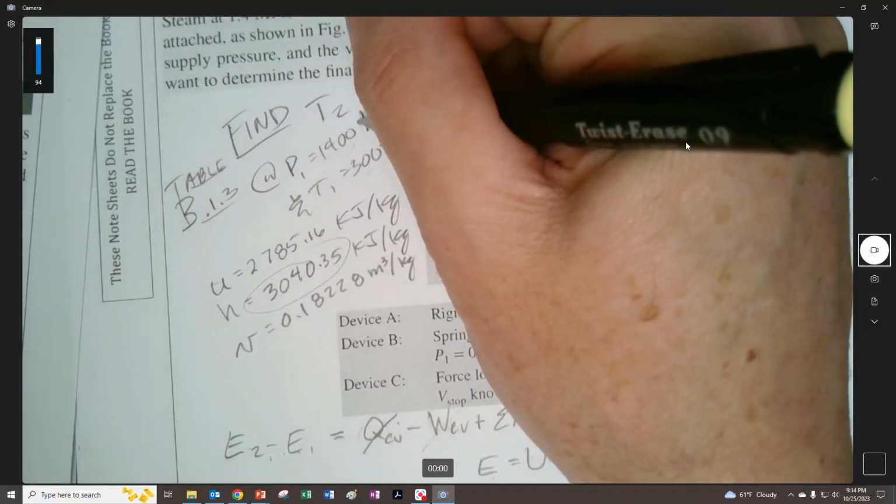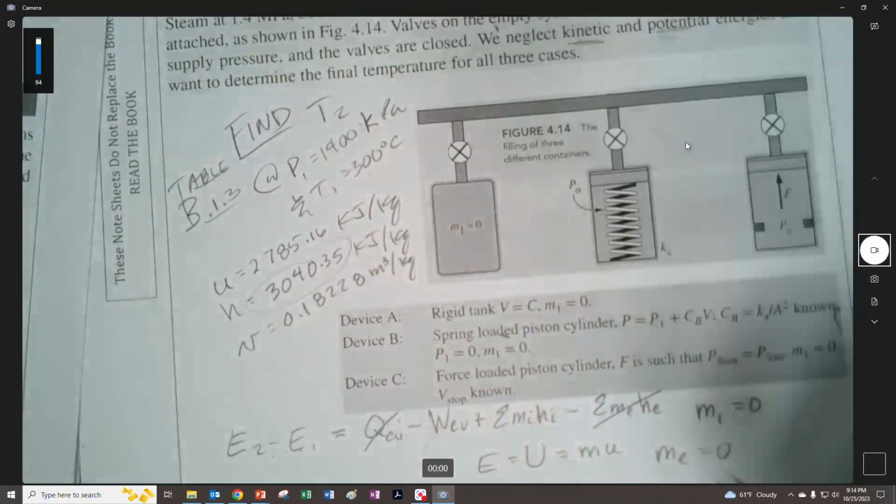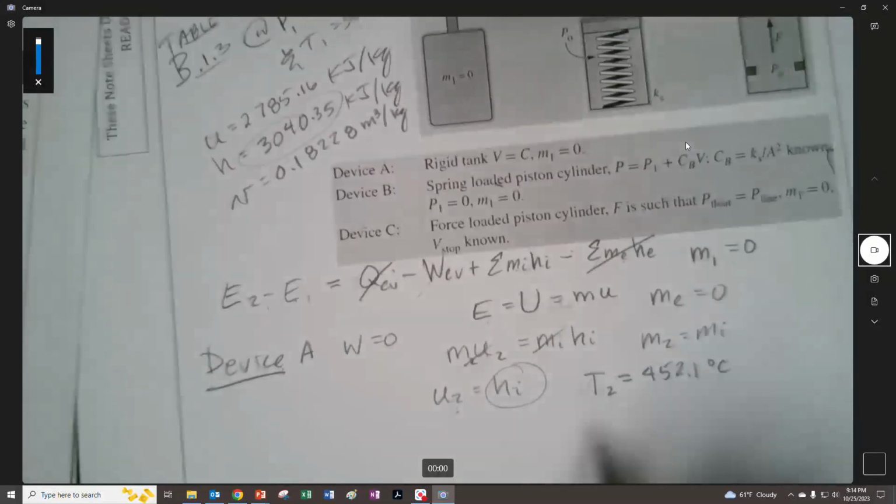And it should be, okay, 1.4, yeah, okay. So anyway, that's the first idea.